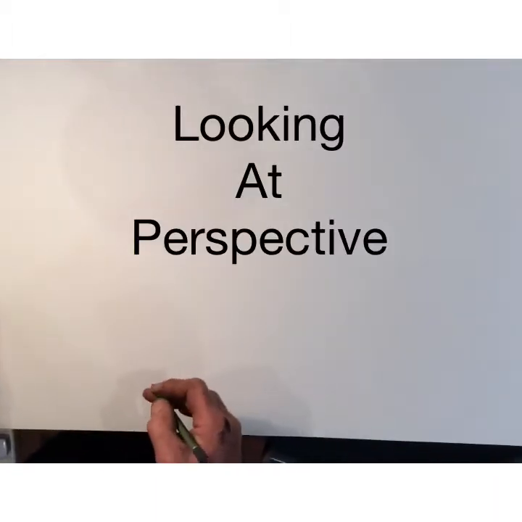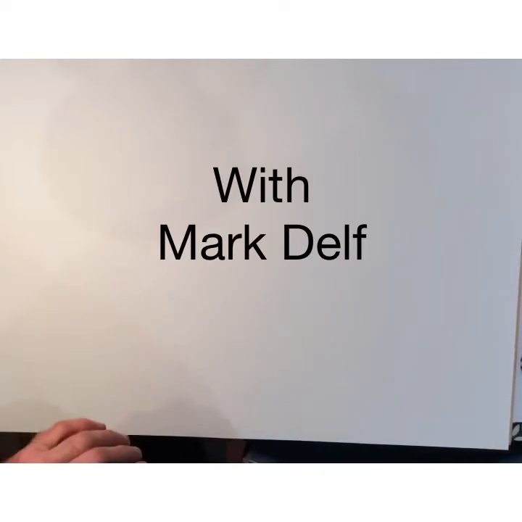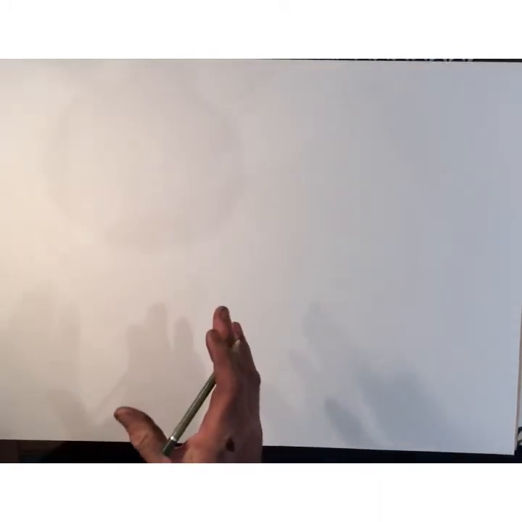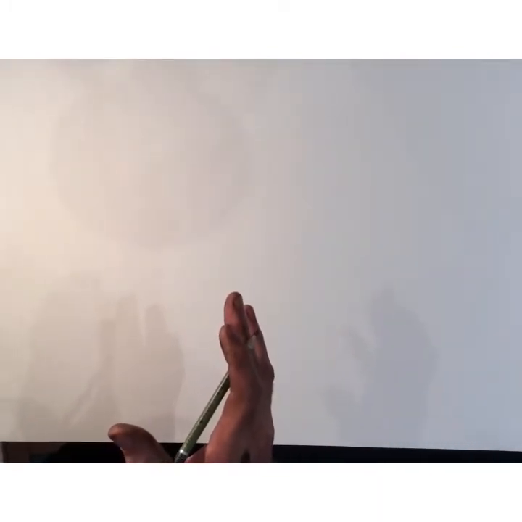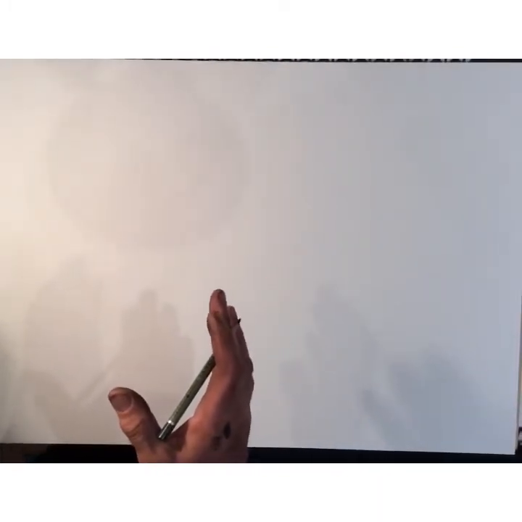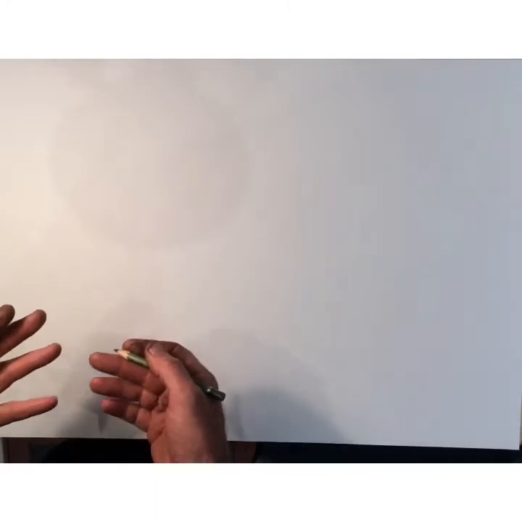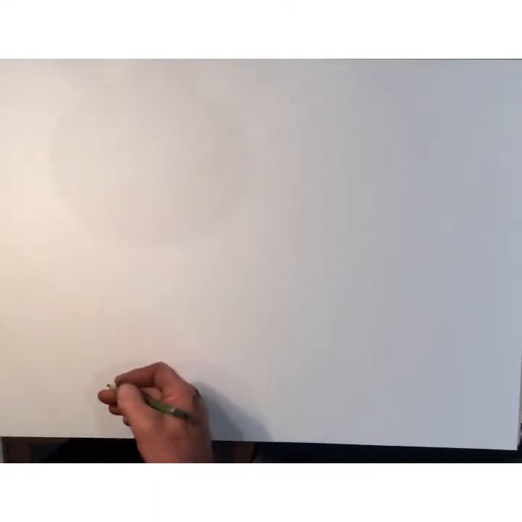Okay, this is a simple explanation about how to draw an ellipse convincingly. And the important thing to know is that it's all to do with perspective. And perspective is an optical illusion, and it's to do with the way we see things.